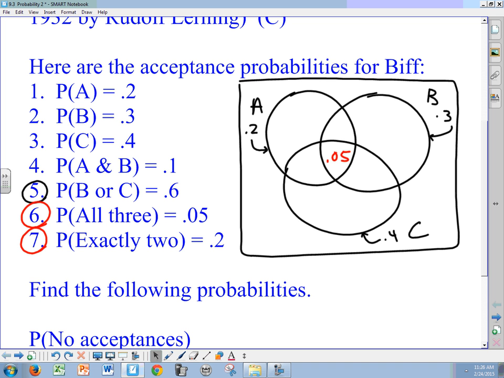All right, a couple of other things we see. Number 4, the probability of A and B, is this entire football right here. Because we've already got the 0.05, we can put the other 0.05 right here, which adds up to 0.1. All right, so that's the first one. Now let me show you the tricky part right here. It says the probability of B or C. That's this whole thing right here.